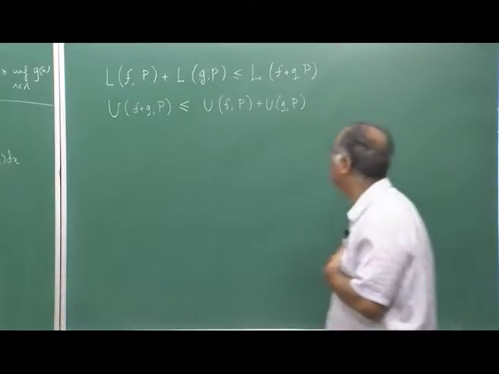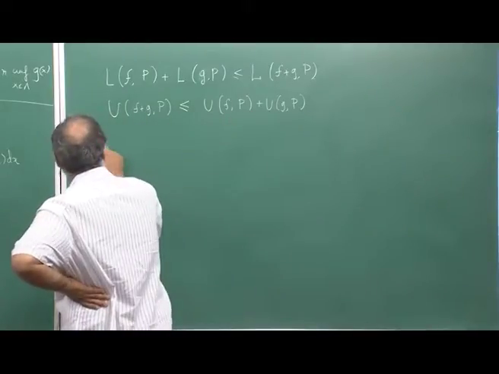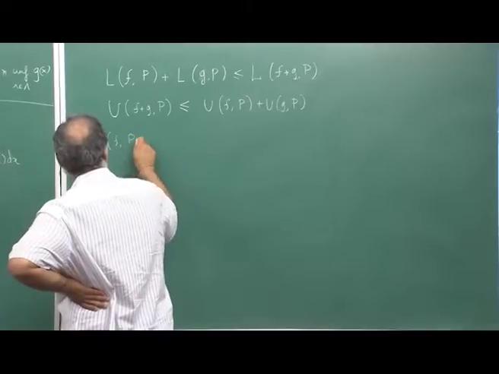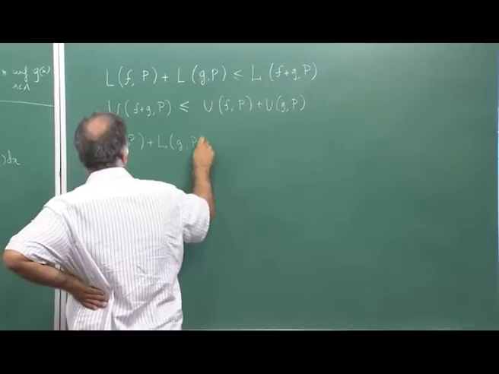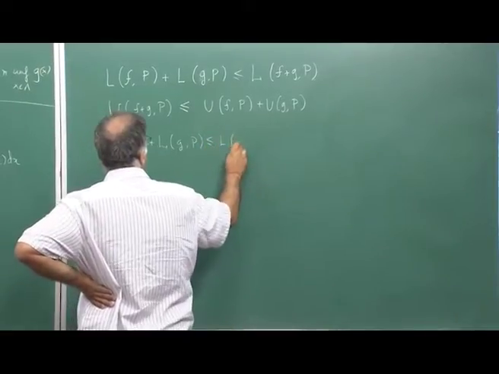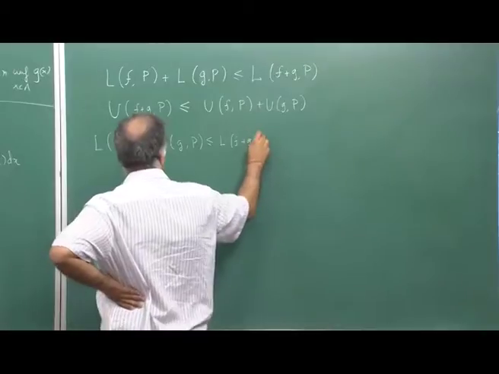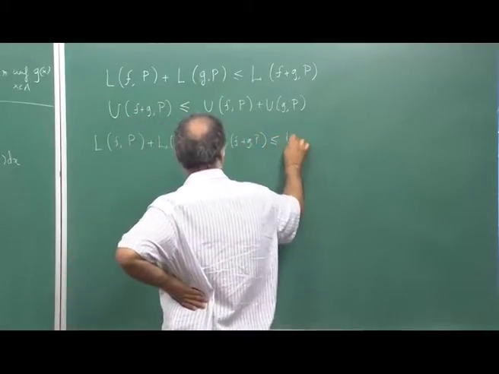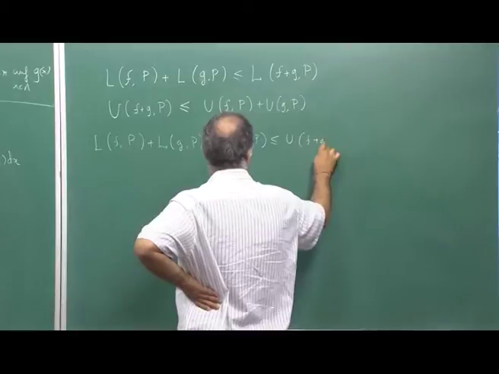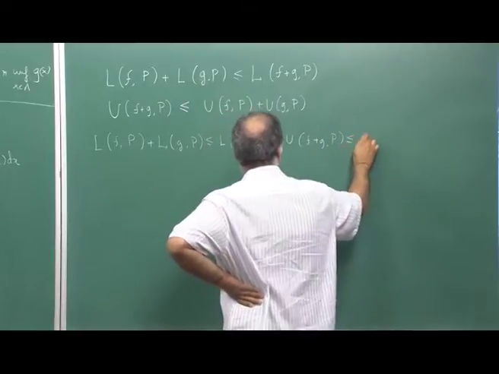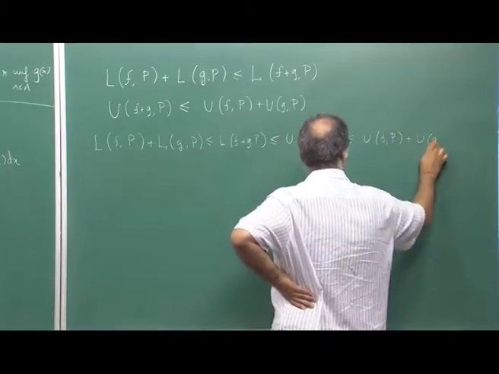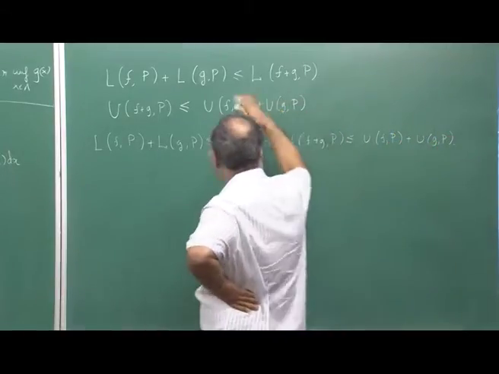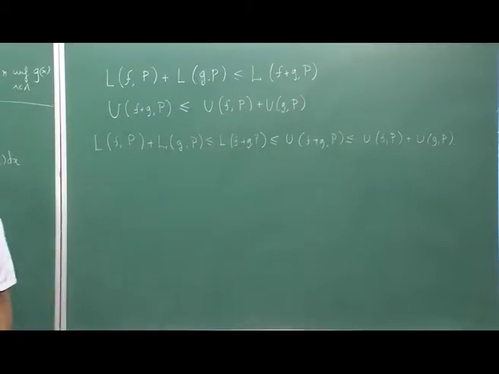So, what have you actually proved? You have proved that L(f,P) plus L(g,P) is less than or equal to L(f+g,P). This inequality becomes handy later on. And (f+g,P) is less than or equal to U(f,P) plus U(g,P). So, we are just combining these two. This is what you have at this moment.